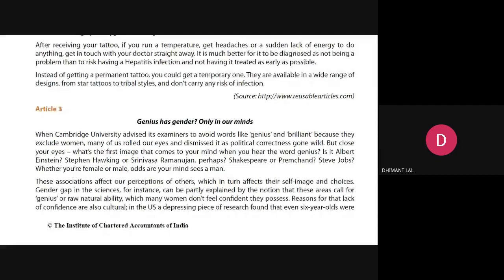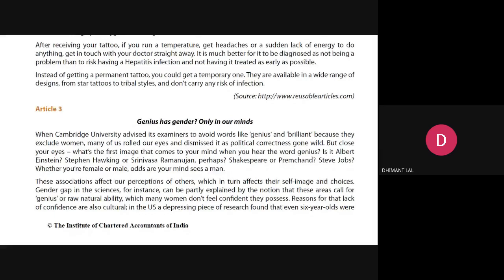These associations affect our perception of others, which in turn affects their self-image and choices. The gender gap in the sciences, for instance, can be partly explained by the notion that these areas call for genius or raw natural ability, which many women don't feel confident they possess. Reasons for the lack of confidence are also cultural.